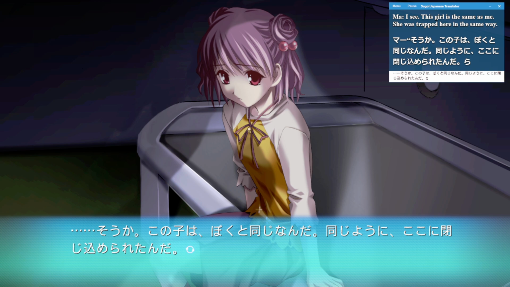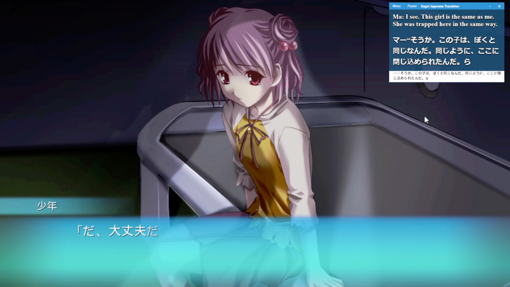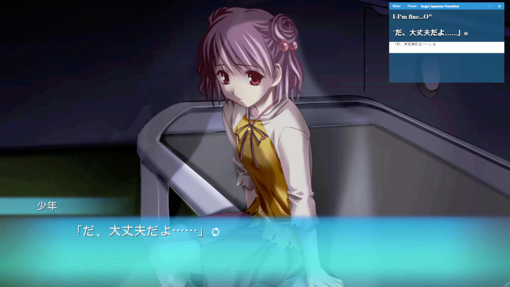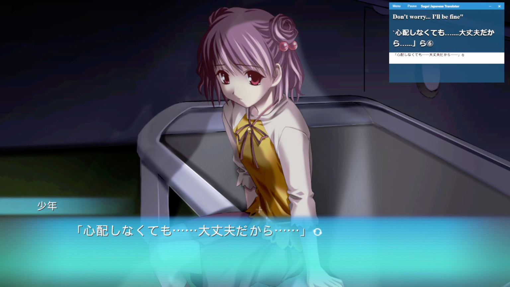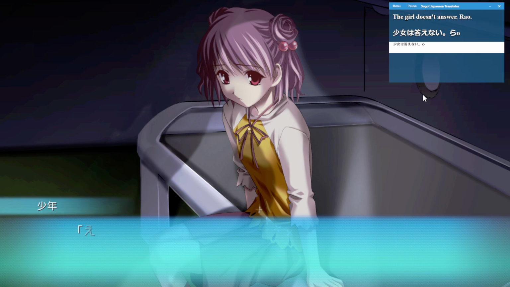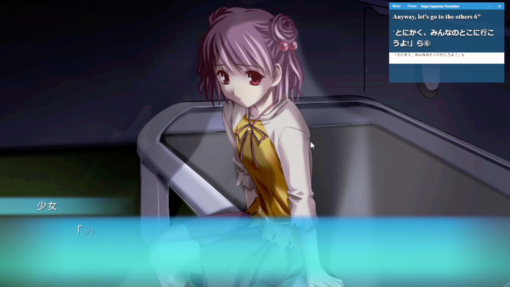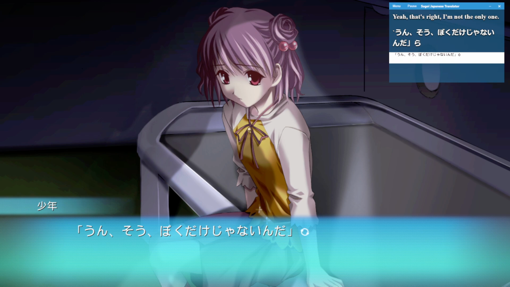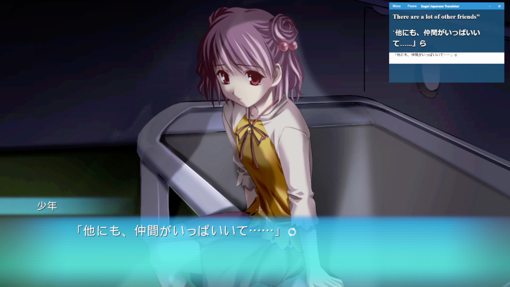I see the girl. This girl is the same as me. She is trapped here in the same way. Are you okay? Don't worry, you'll be okay, or something like that. The girl doesn't answer. Anyway, let's go to the others. みんな Oh, go to everybody. Everybody? Yeah, that's right. I'm not the only one. There are a lot of other comrades.